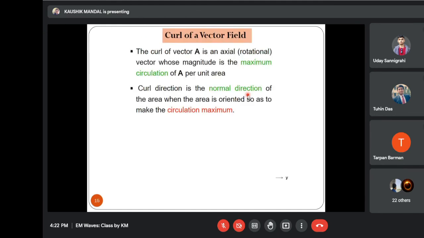Now I'm moving to another one, that is the curl of a vector field. What do you mean by the curl of a vector field? It is basically the rotational vector, and the magnitude of this one can be defined by the maximum circulation of the corresponding vector per unit area. So we need the curl to represent any vector as a rotational vector, or an axial vector of the rotational vector.